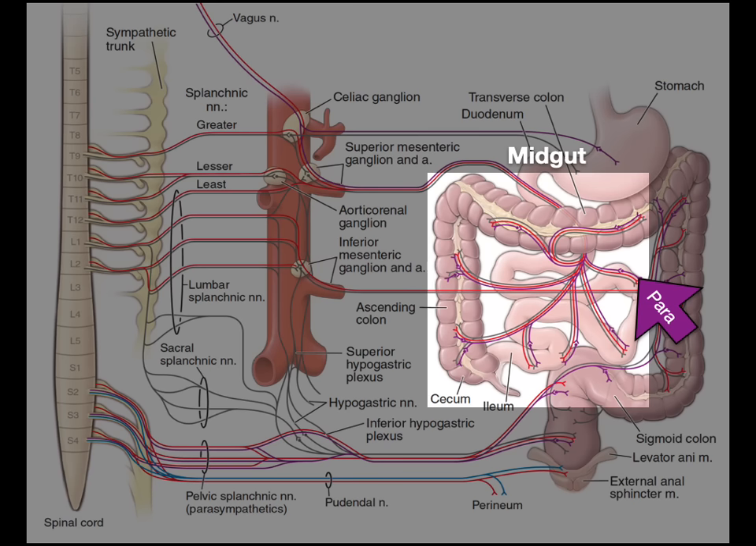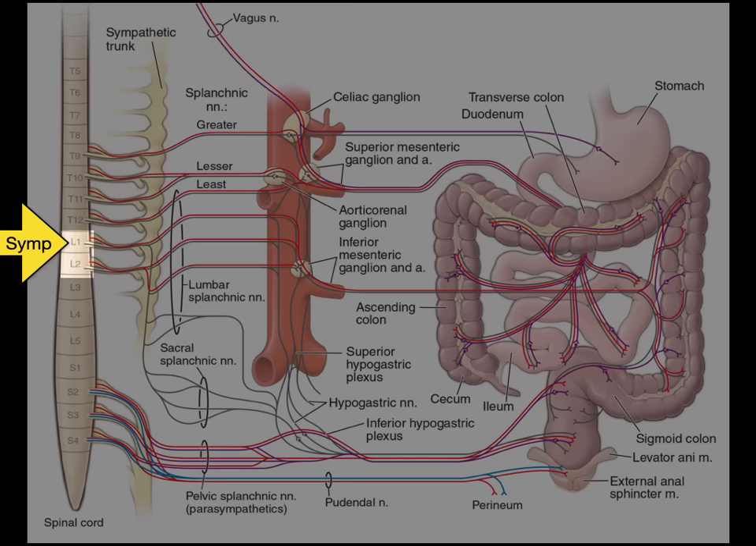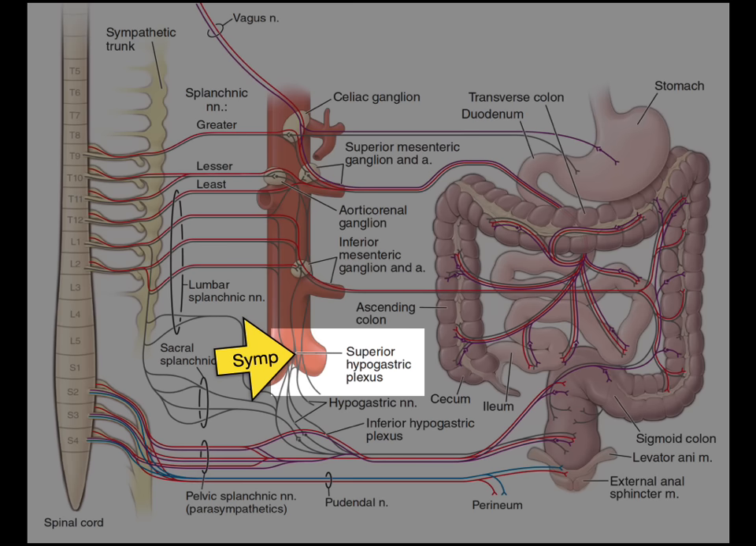Finally, we have the hindgut organs, which are going to be like the transverse, descending, and sigmoid colon and rectum. Those preganglionic sympathetics arise in the lateral horn of L1 and L2, course through the sympathetic trunk without synapsing, and these lumbar splanchnics will synapse in the inferior mesenteric ganglia and then follow the arteries out to the hindgut, or through the superior hypogastric plexus and the inferior hypogastric plexus course out to hindgut organs and innervate them.